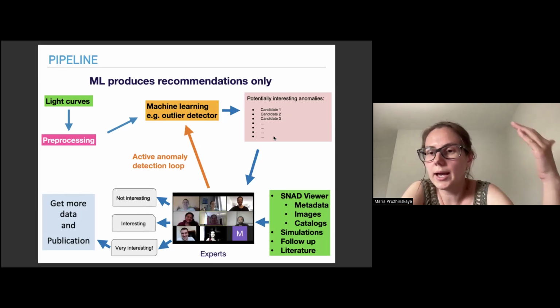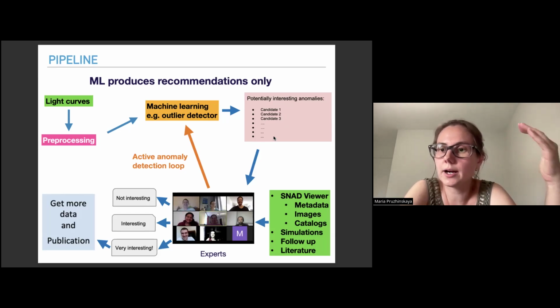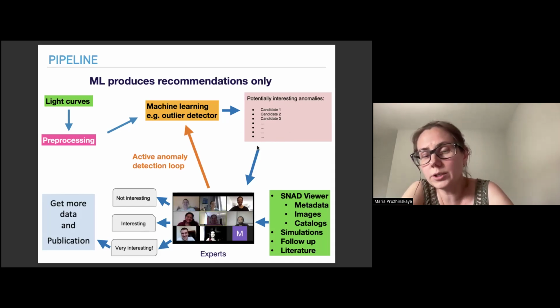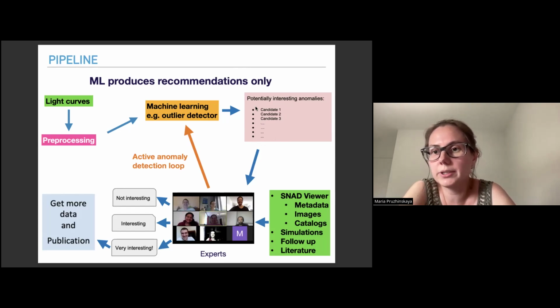After that, we have a list of objects ordered by the anomaly score. What is important here is that machine learning produces recommendations only. This is not the point where we should stop, because, as I said, the machine learning definition of anomaly is different from a human definition. So the objects that we get here might not be interesting astrophysically. That's why we need the next step.